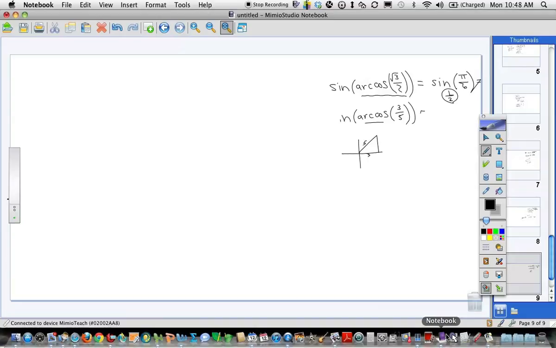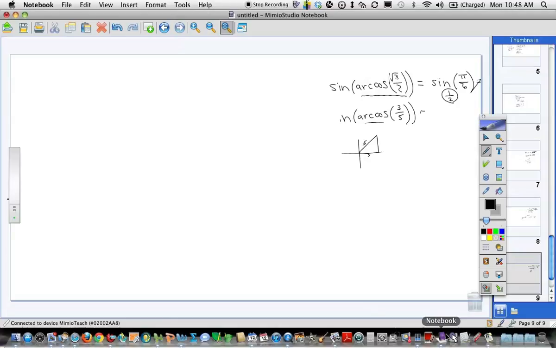So you get 3/5, right? Think about this now. Arc cosine is saying what angle does cosine equal 3/5? Well, it'd be this angle right here. And then we don't need to know that angle though. What we want to do is the sine of that angle. Well, what's the sine of this angle? It's the opposite over the hypotenuse. So all we need is to get this.